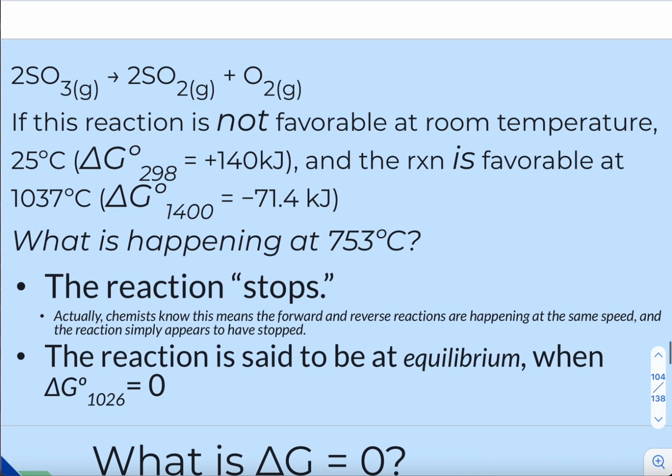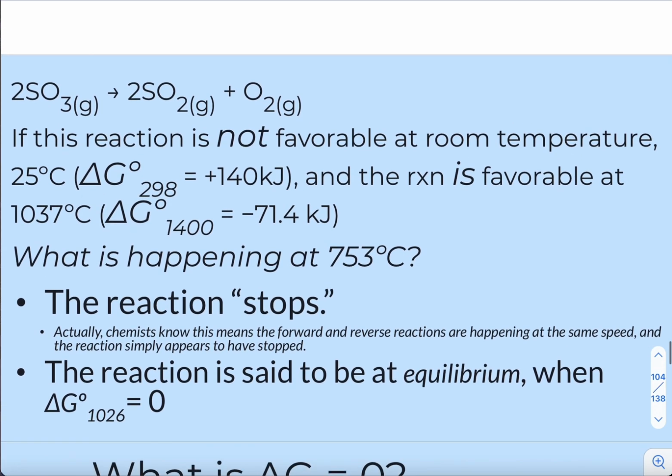So let's talk a little bit about what delta G equals 0 actually is, okay? It will seem like the reaction stops, but you've already learned that that's not true. What will actually be happening is that the reaction will be at equilibrium. So the forward reaction will equal the reverse reaction. So to the human eye, it will look like it stopped. Okay, so if delta G is 0, then the reaction is at equilibrium.